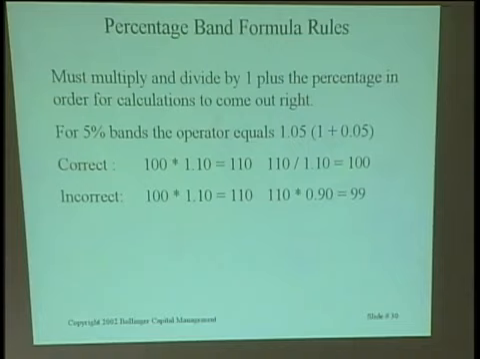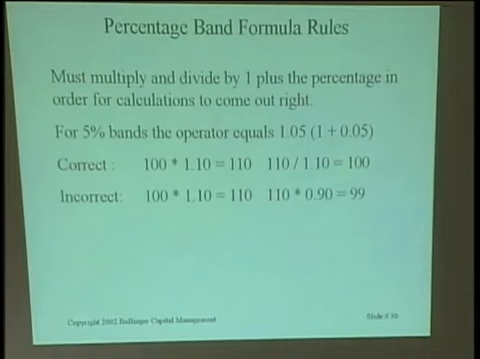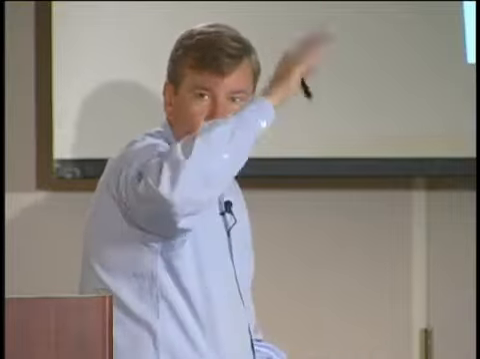So if you're going to work with percentage bands, again, 1 plus the percentage, multiply for the upper band, divide for the lower band. Don't do the 110% and 90% work. Your work will skew over time, and it won't track the way that you think it should.